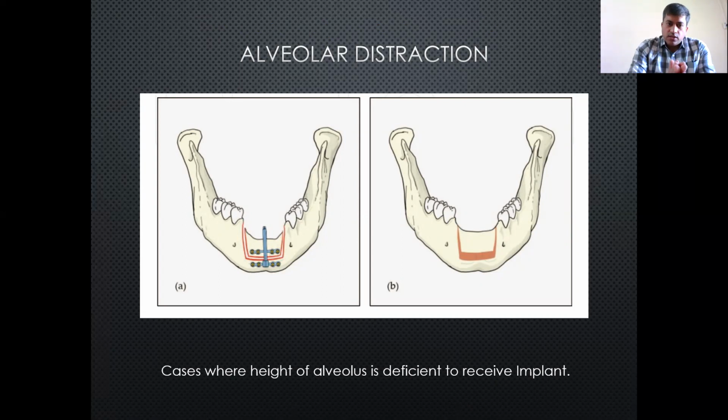And while doing the osteotomy, utmost care should be taken to preserve the palatal or the lingual mucoperiosteal flap so that the vascularity of the distraction segment is maintained to bring about normal healing. Now, with alveolar distraction, a vertical distraction of about 12 to 15 millimeters can be easily carried out. So that is the first indication of distraction in the mandible, that is alveolar distraction.